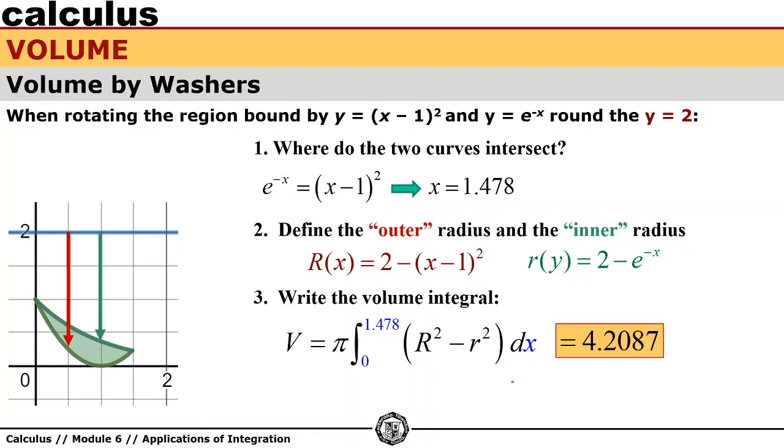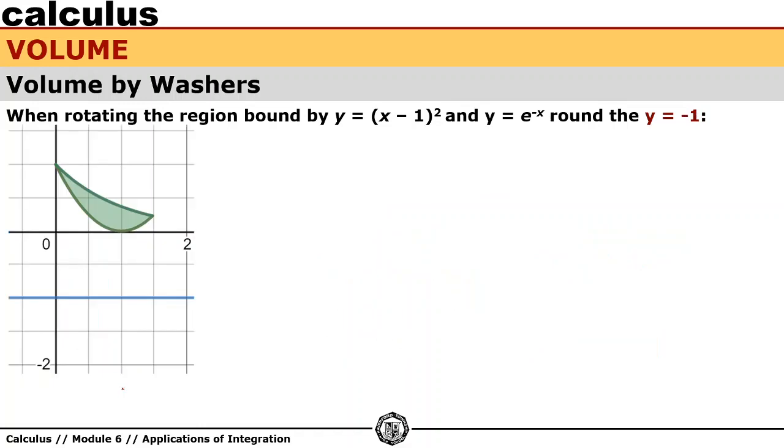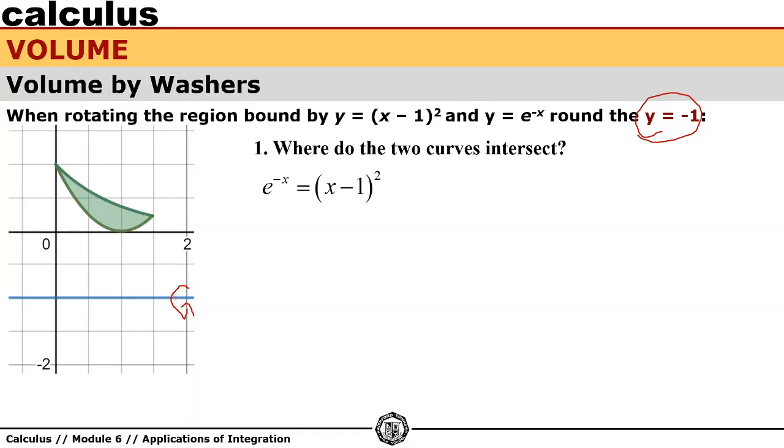All right, 4.2087. Now a very common question that comes along at this point is, what do we do if this blue line is below the region that we're rotating? Awesome thought. So let's take the same region, but now we're going to go around the line y equals -1. Same approach. First of all, where do the two curves intersect? We already handled that. It's 1.478.